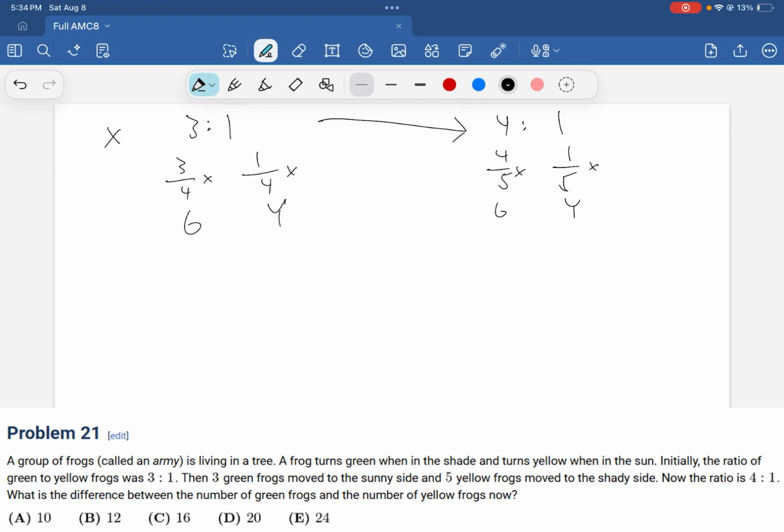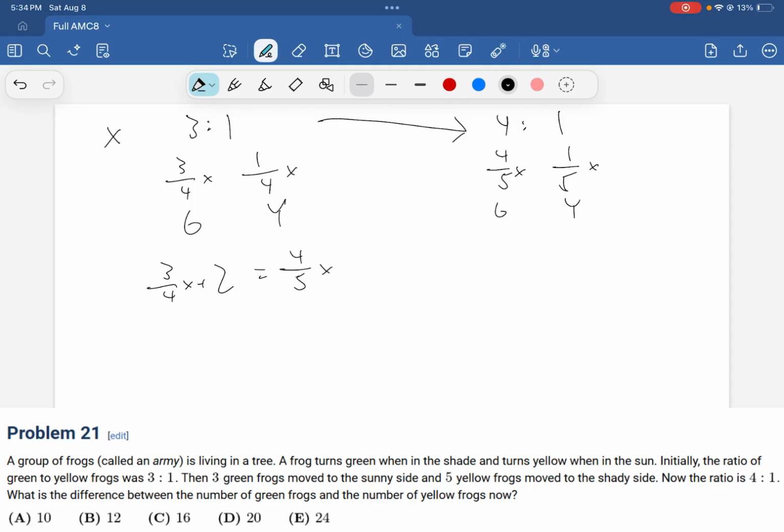So this changes: if 3 green frogs move to the sunny side and 5 yellow frogs move to the shady side, then that's just the same as 0 green frogs moving and 2 yellow frogs moving, because we only care about the difference. So if 2 yellow frogs move to the shady side, then the number of green frogs increases by 2. So 3/4 x increases by 2, and now it's 4/5 x.